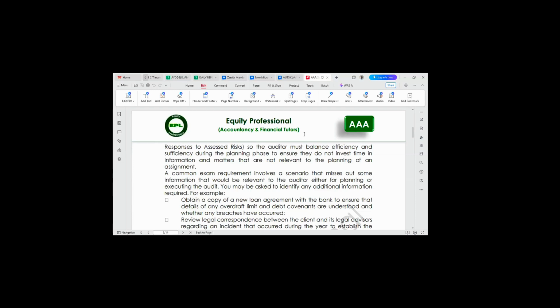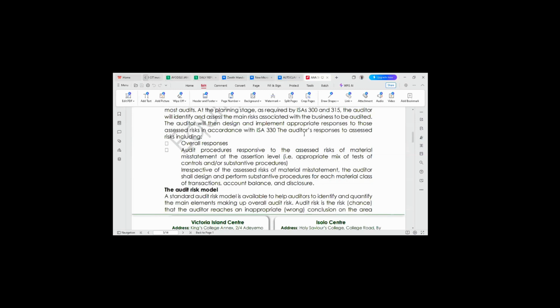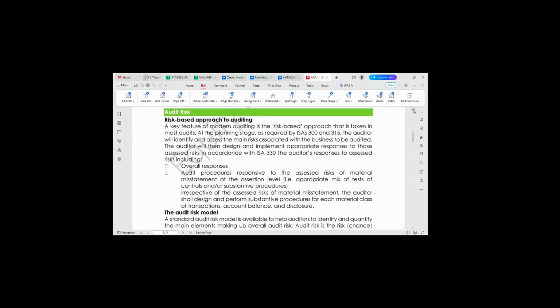You need to also review the legal correspondences between your client and his legal advisors on certain matters. For instance, if the company has gone into litigation before or has been involved in litigation before, you need to take hold of the correspondence document and check through it. Then, another thing you also need to focus your attention on.